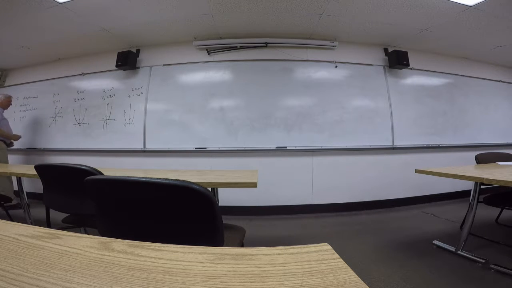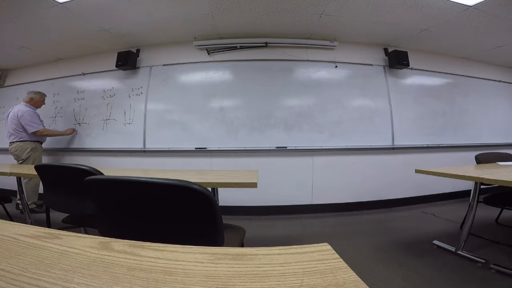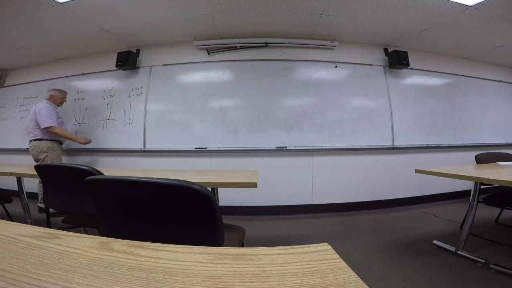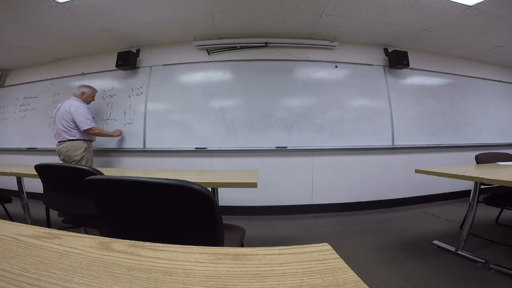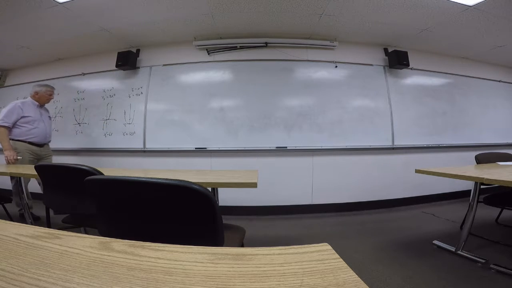Let's look at second derivatives. Second derivative here is nada. Second derivative here is a constant 2. Second derivative here is 6x. And second derivative here is, what, 12x squared? Okay.